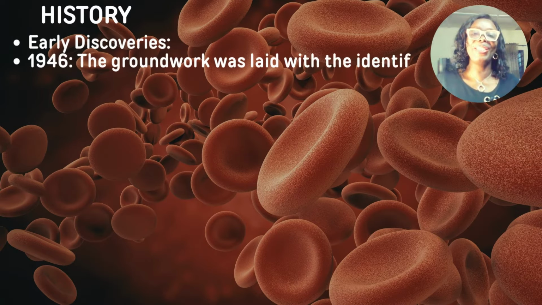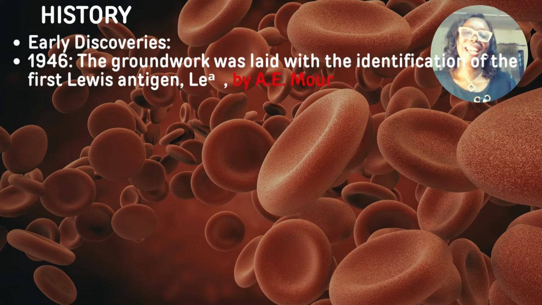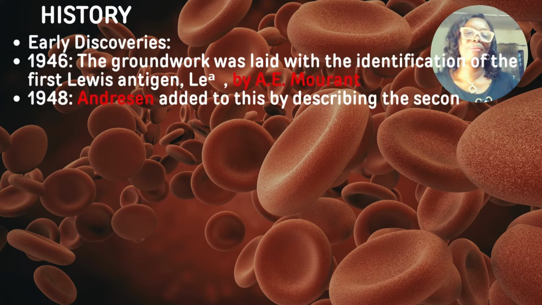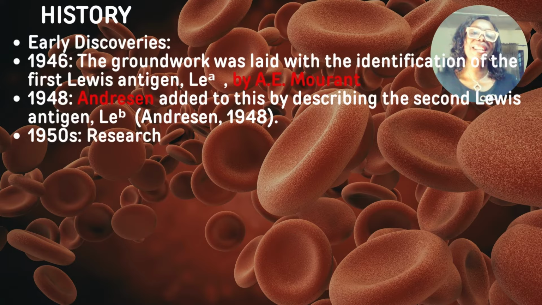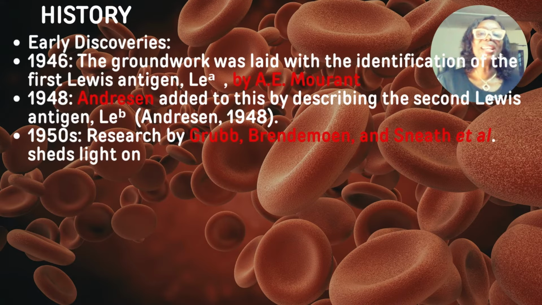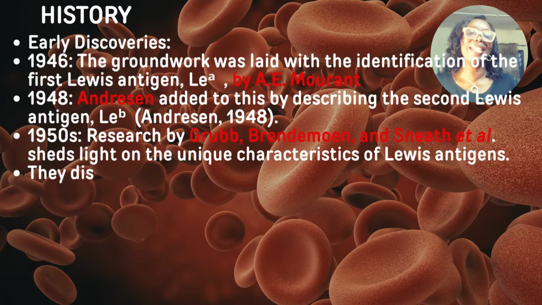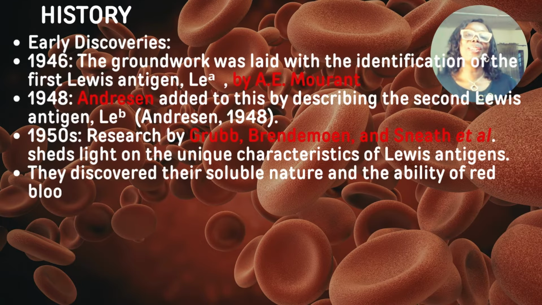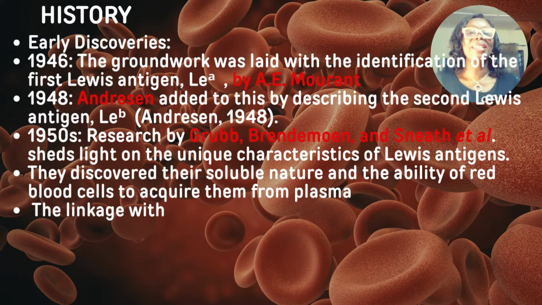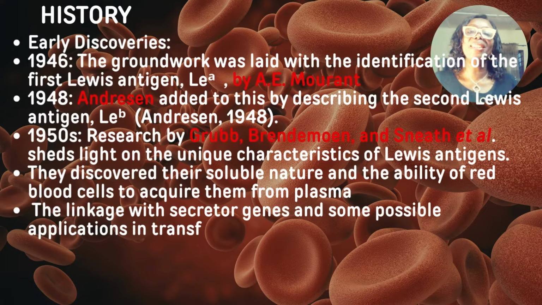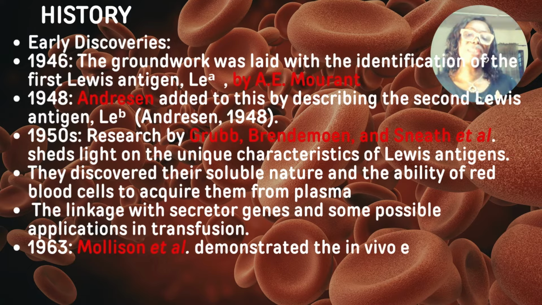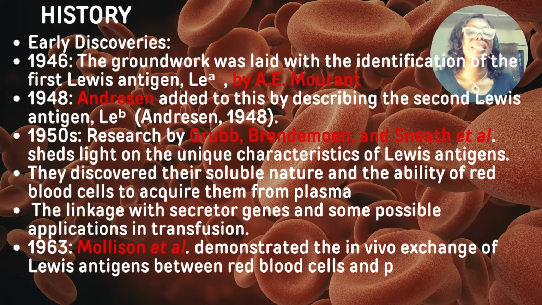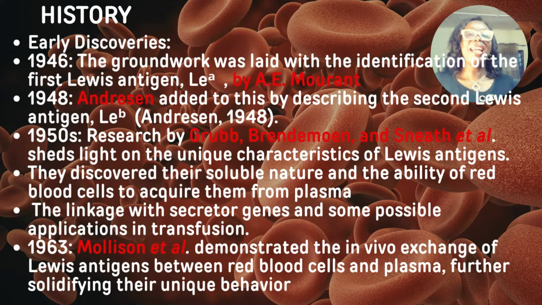Let us start the lecture by discussing the history of this blood group system. In 1946, the groundwork was laid with the identification of the first Lewis antigen by a researcher called A.E. Morat. He discovered Lewis antigen A, the very first Lewis antigen to be discovered. In 1948, another researcher, Andresen, added to this by discovering the second Lewis antigen, Lewis B antigen.